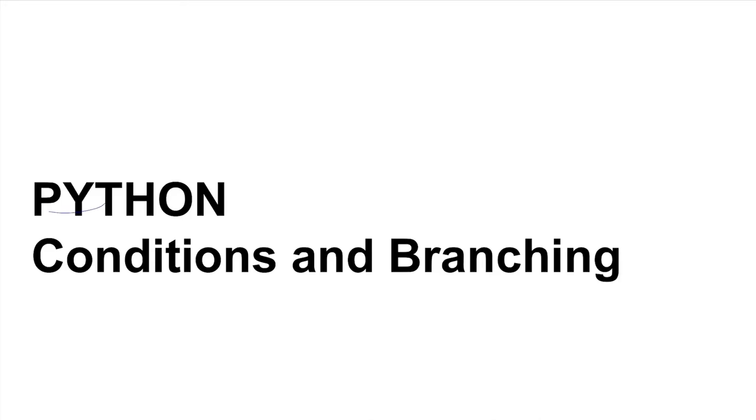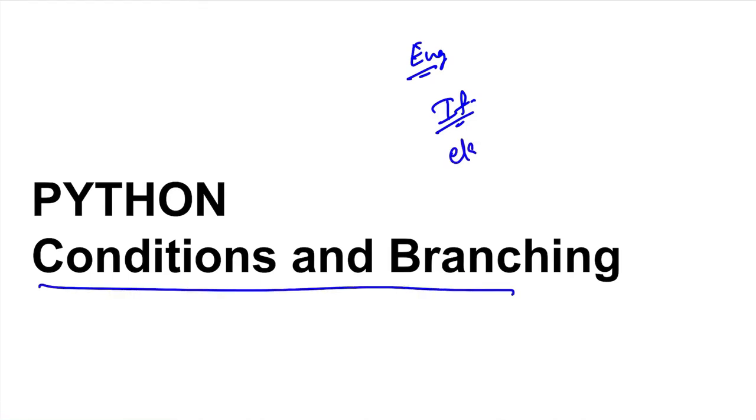So in Python we have conditions and branching. Just like we use conditions in our general language, the English language, like the if condition, we use if in English communication. Similarly, in the same way, we can use if and else conditions in Python. The meaning is very much the same as in English.